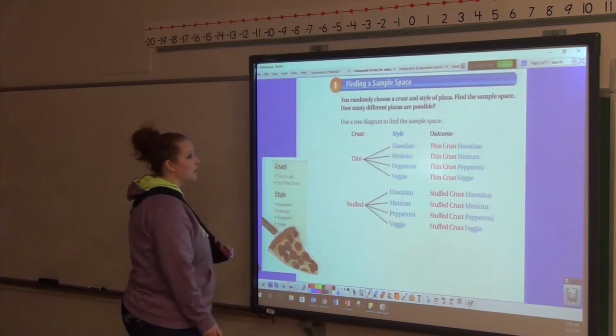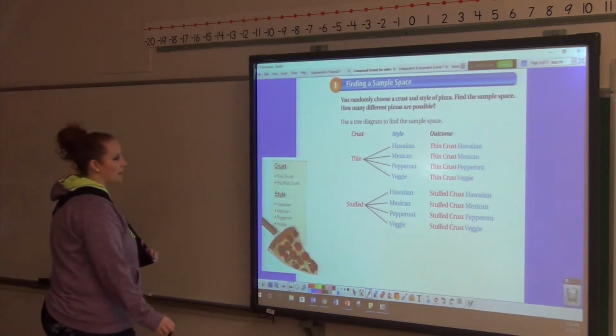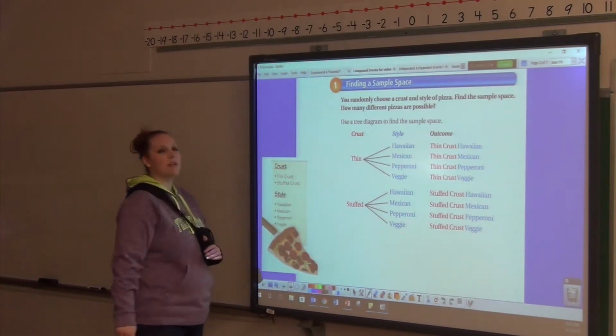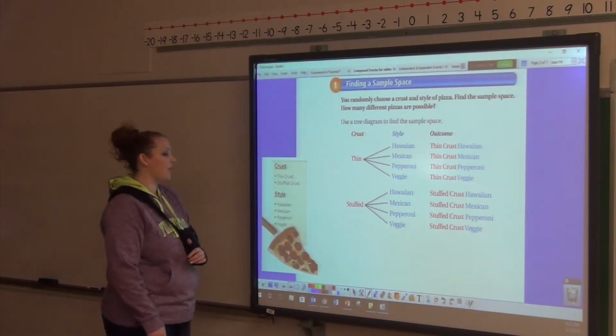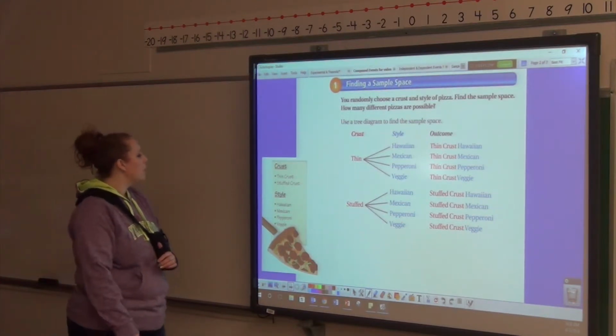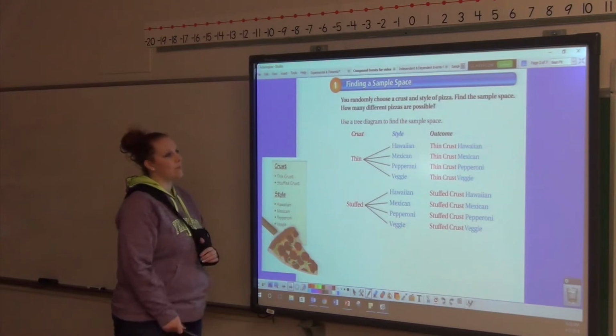We are talking about pizza. We have two different options here for crust: a thin crust and a stuffed crust. And then we've got four different options for style of pizza, or the toppings that you are putting on it: Hawaiian, Mexican, pepperoni, and veggie.